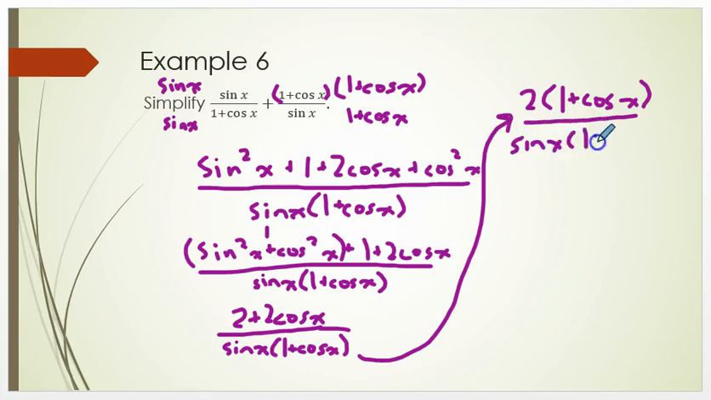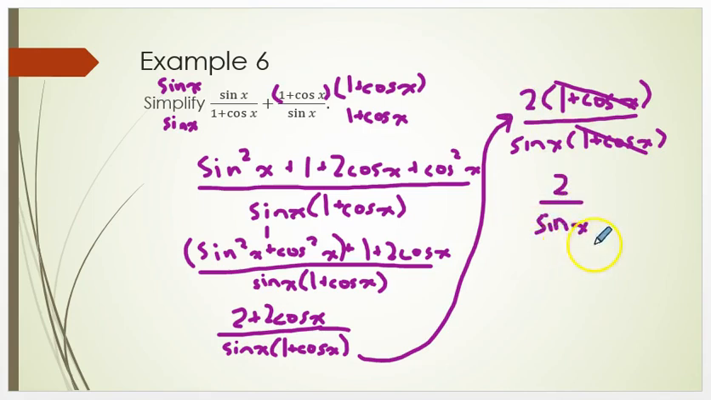But I did just create that matching binomial, 1 plus cosine of x. So now that I have 1 plus cosine of x on top and bottom, those two things would cancel out. Now, one of the reasons I can do this is because I don't have anything else being added or subtracted up here. I just have one product on top and one product on the bottom. So those matching factors cancel in this case, which leaves me with just 2 over sine of x.